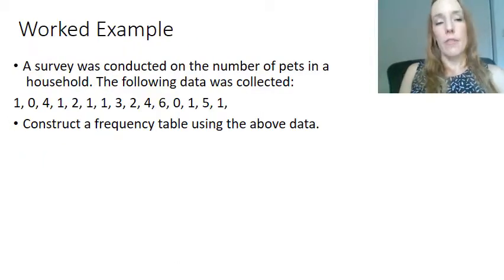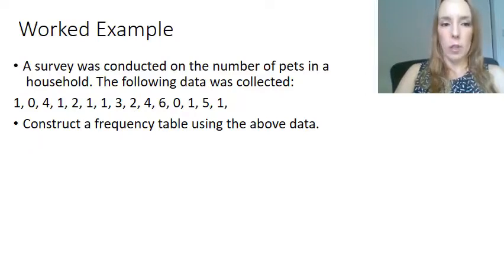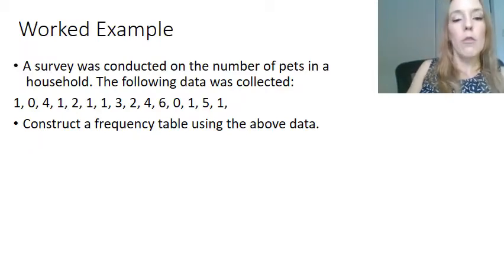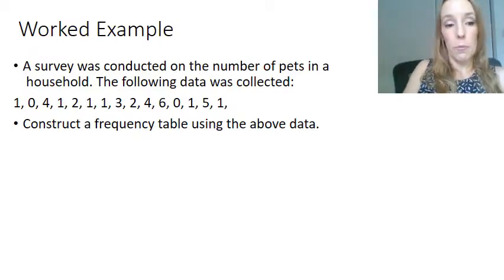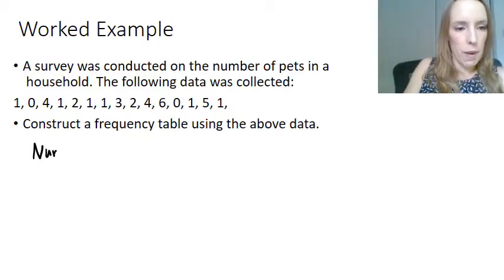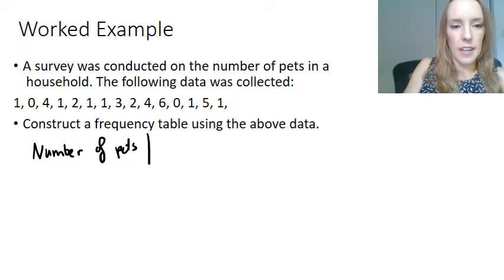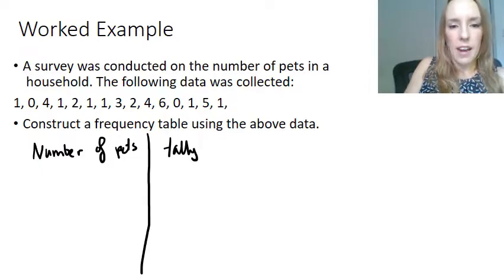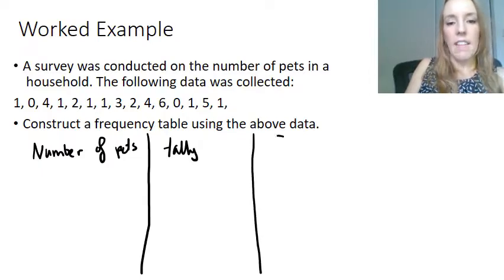So we've got a bit of a worked example here. A survey was conducted on the number of pets in a household. The following data was collected. You can see there all the different numbers. Construct a frequency table using the above data. For our frequency table, we'll need some columns. The first one's going to be number of pets, and then we're going to have our tally column, and then our frequency at the end, which we can count up.